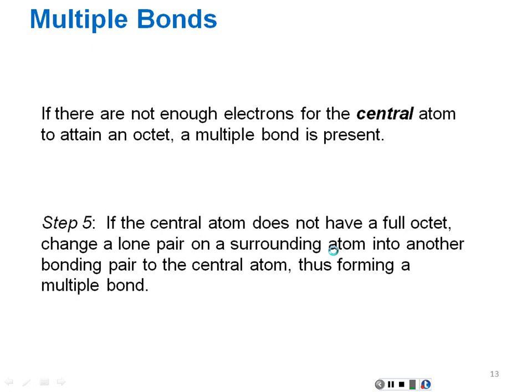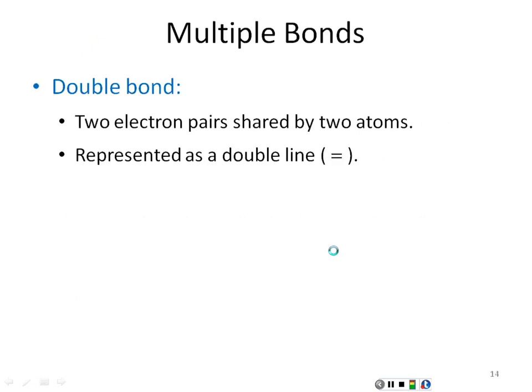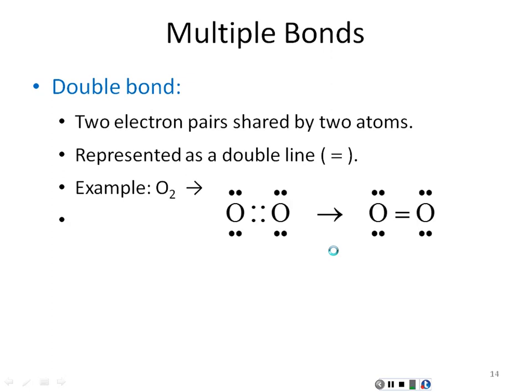Okay, so this is an example double bond. It's 2 electron pairs shared by 2 atoms, and you represent this as a double line. A classic example of a molecule that has a double bond would be O2, and oxygen tends to form double bonds. So we see the Lewis structure for O2 is what's shown here on the right. It's 2 oxygen atoms with a double bond, and they each have 2 lone pairs.